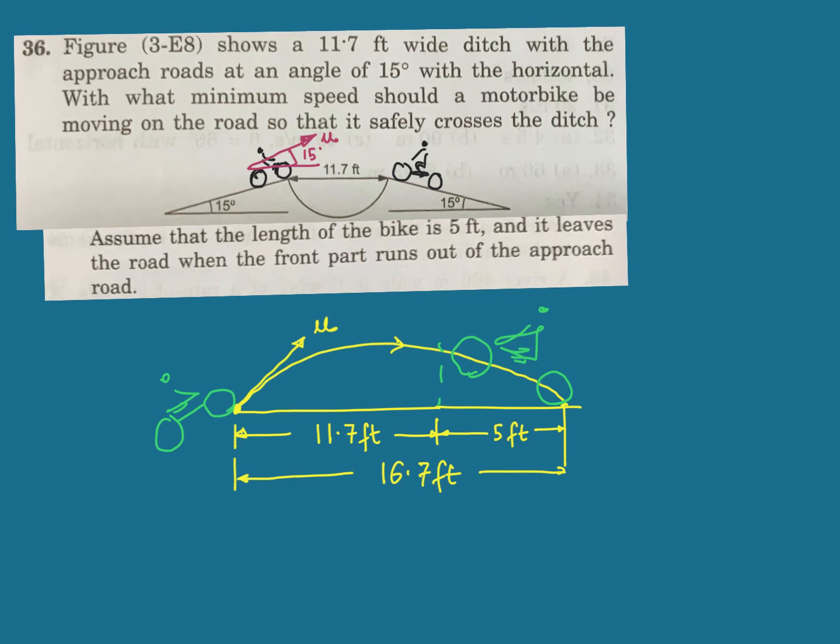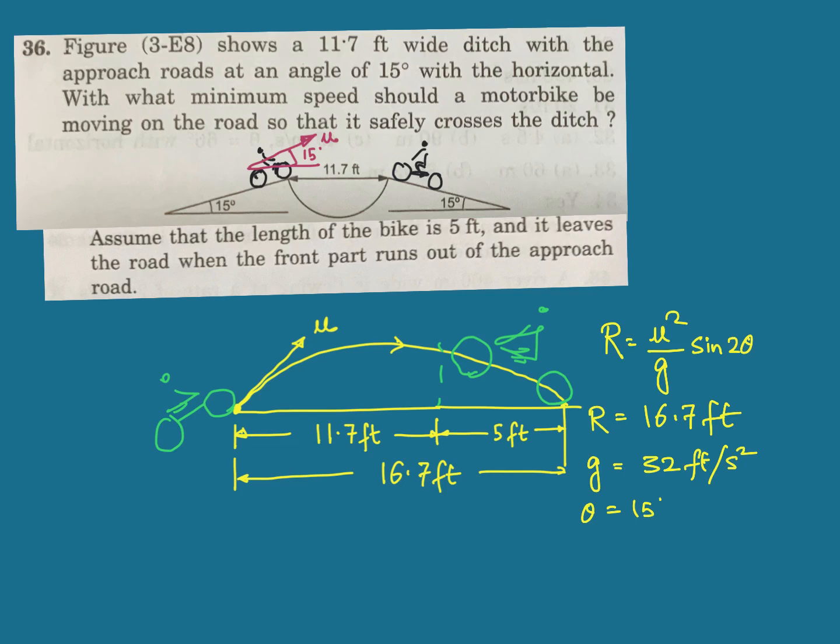So you know the formula for range. If you remember, what was that? Range is equal to u square by g sine 2 theta. So here the range is 16.7 feet, and g is in the fps system, so g is 32 feet per second square. Theta is equal to 15 degrees, and you have to find u. So 16.7 is equal to u square by 32 into sine 2 into 15, that is sine 30.